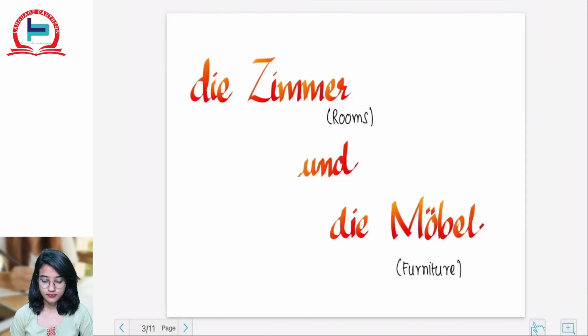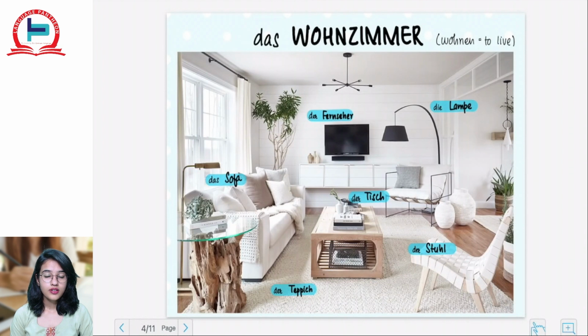Let's see. First, das Wohnzimmer, that is the living room. The verb associated with this is wohnen, that means to live. This is a picture of the living room, and as you can see, there is so much furniture here. I have marked only a few of them. The first one is das Sofa.